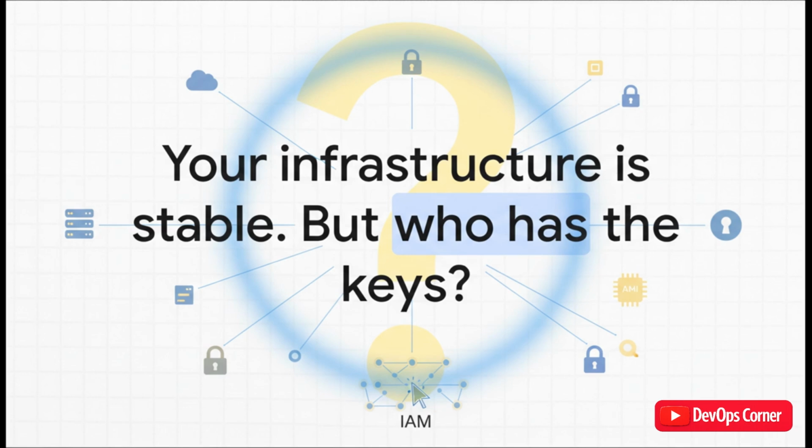Your infrastructure is now stable. It won't fall over. But who has the keys to the kingdom? Who's allowed to change those auto-scaling settings? Who has permission to create a new golden AMI? Answering those questions is the next massive step in mastering the cloud. And it's all about identity and access management.